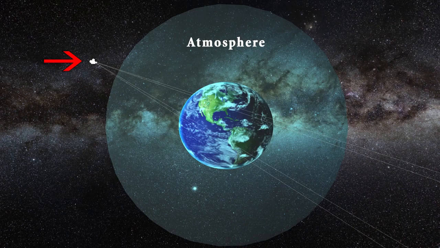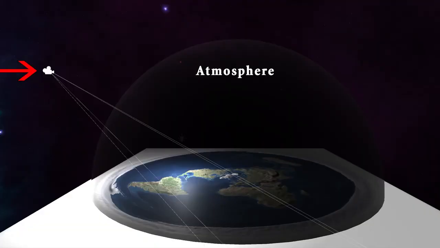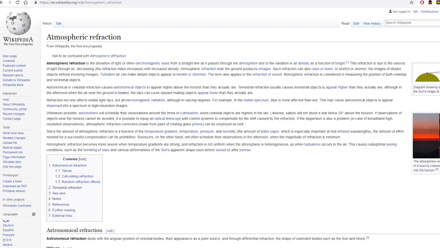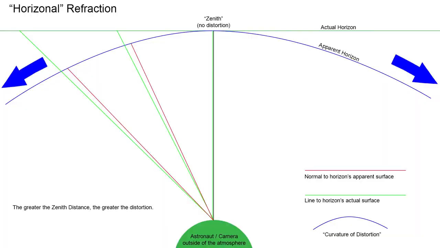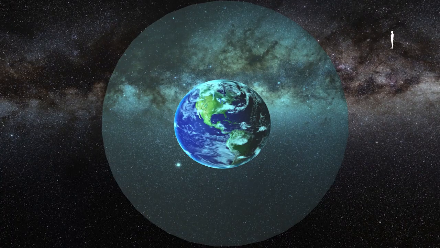In summary, our research proves that visual distortion will be experienced for the human or camera lens outside of the atmosphere. When studying atmospheric refraction, you should not only consider astronomical and terrestrial refraction, but also the third and unaccounted for scenario, horizontal refraction, for when the viewer is outside of the atmosphere and looking back down to Earth's horizon.